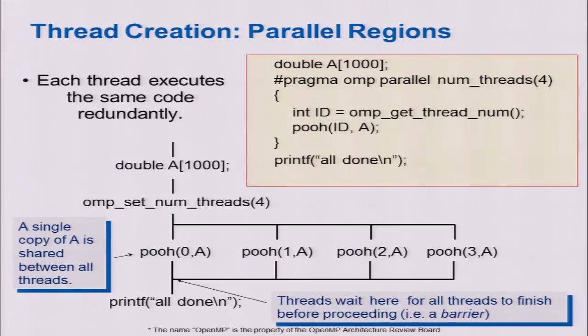And so this code here, which I reproduced up in that corner, the way it will execute is I will create the set of threads, assume I have 4 of them, and everyone is going to create their own version of ID, so it's private to each thread, but everyone's going to have access to the same array A. So I'll have 4 versions of that function running, foo0a, foo1a, foo2a, foo3a.